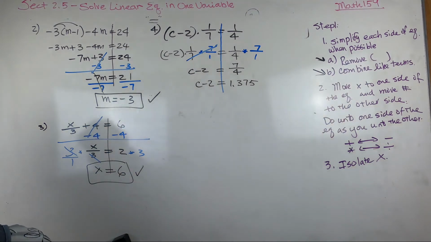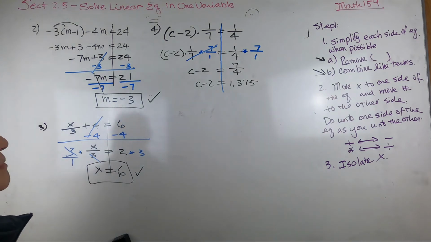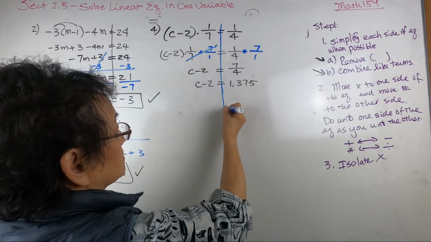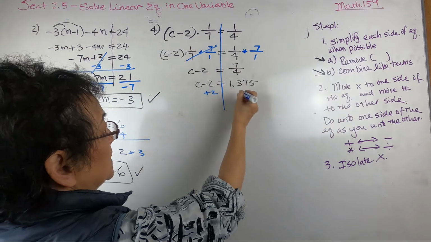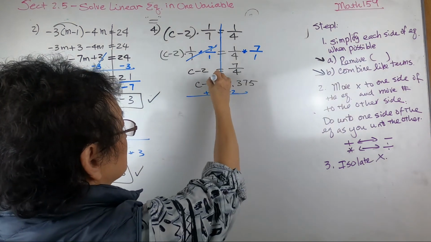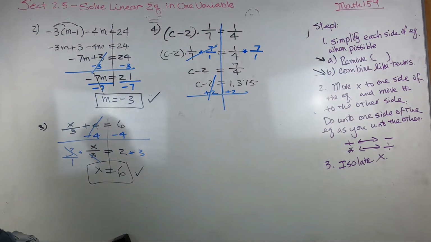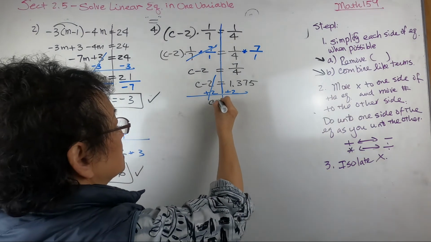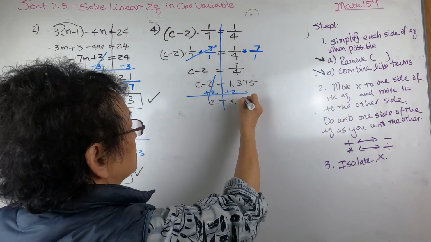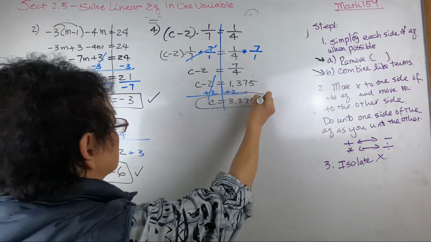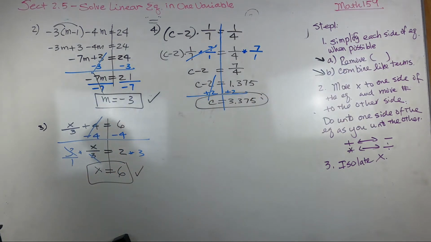Then what do you see? What do you think you would do? To get rid of 2 and get the variable by itself, you add 2, right? Those cancel. Then what do you see? c equals 3.375. So that will be your answer. That's how you will do it.